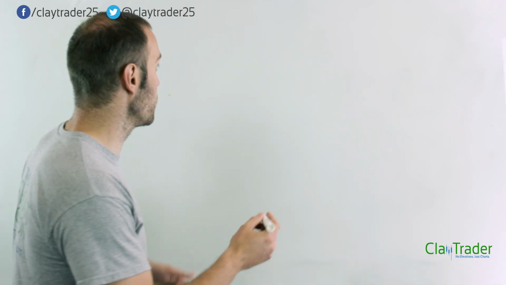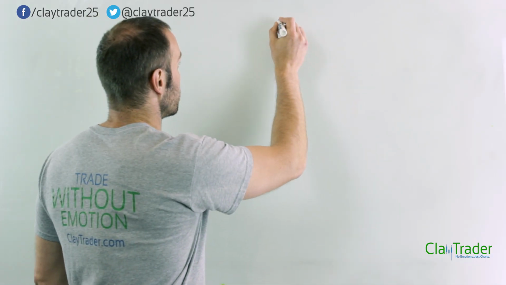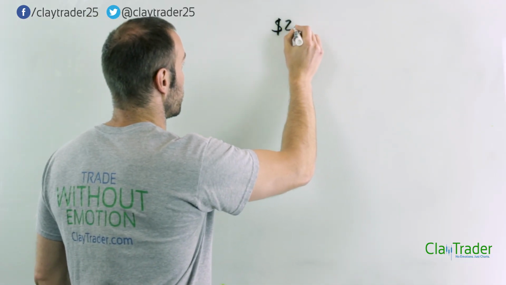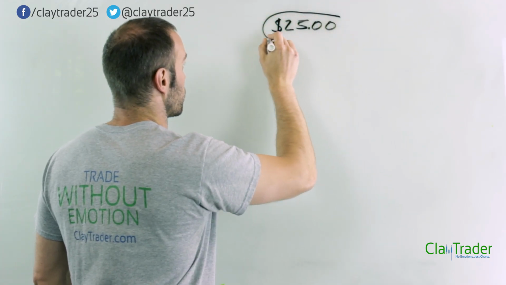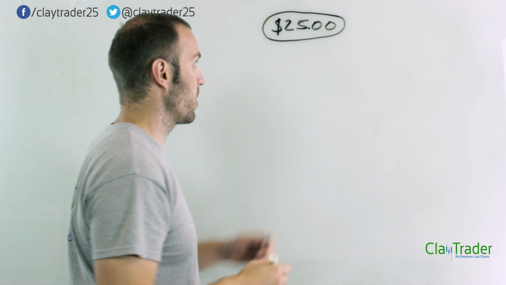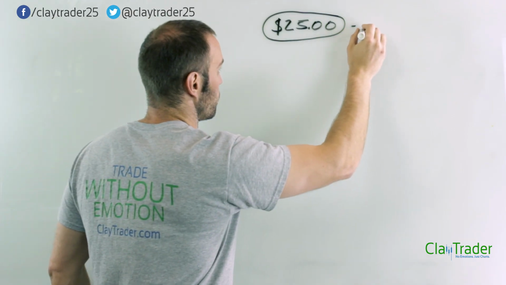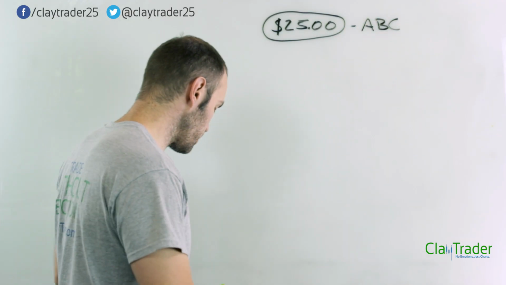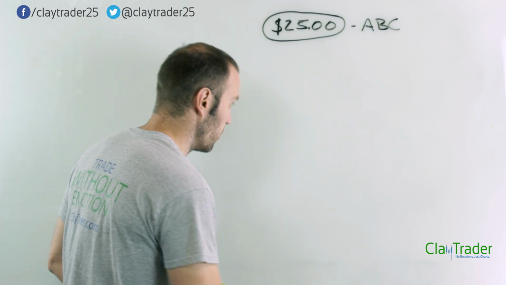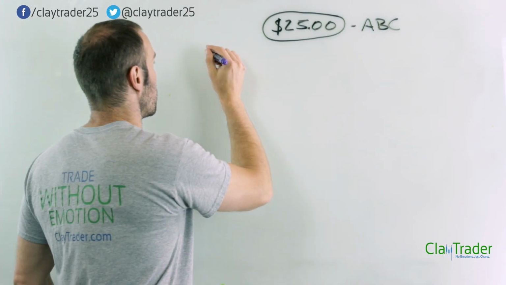So just for argument's sake, we're going to talk about a stock that is currently trading at $25. So $25, current price of stock, we'll just call it ABC. Now the first type of order you may see is what we call a market order.